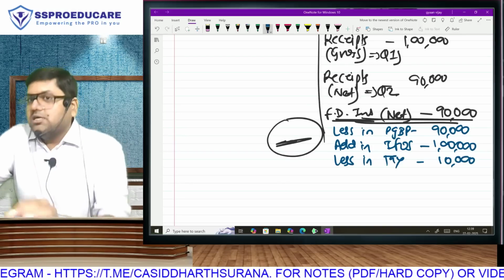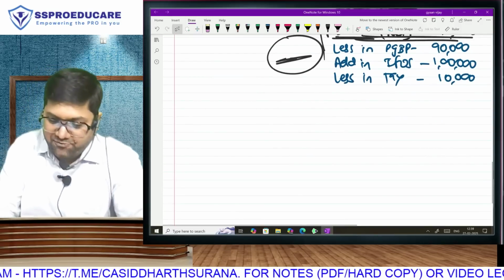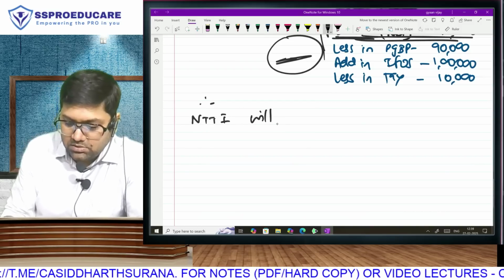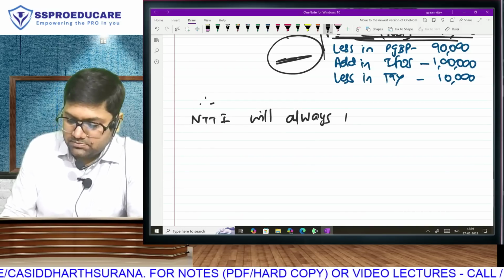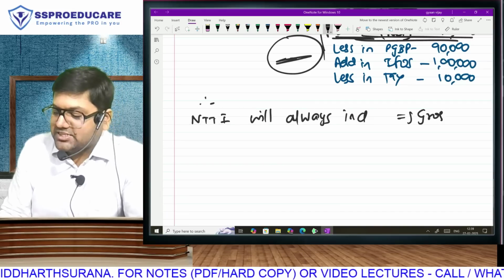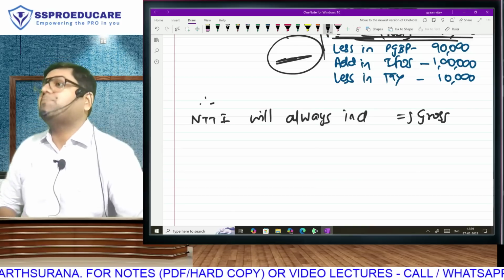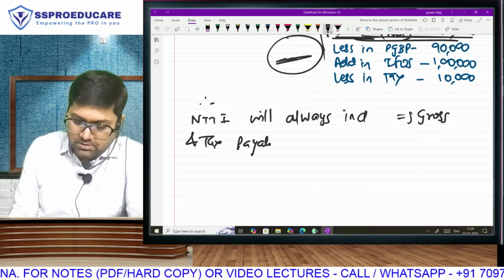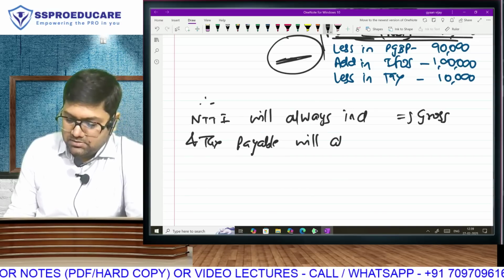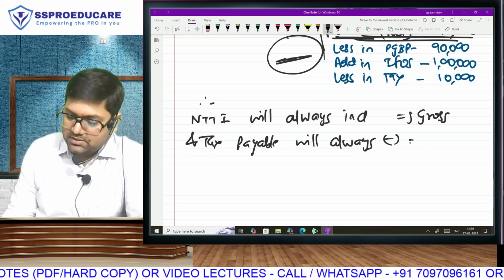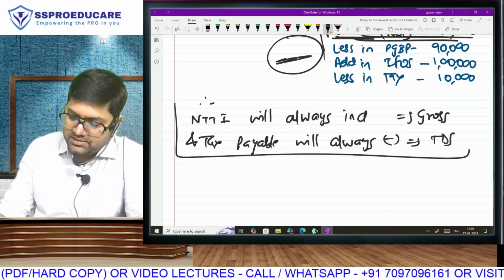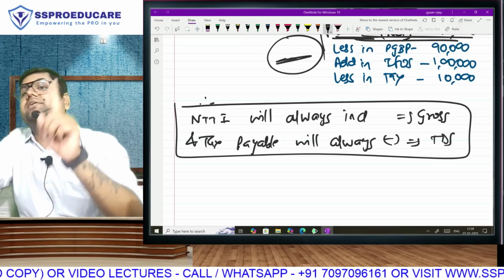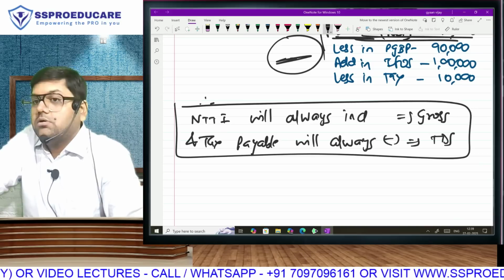So if we summarize, the common rule is NTTI will always include the gross amount. If gross is given, write it directly. If net is given, write net plus TDS. And in tax payable, we will always less the TDS amount. Is that easy? Is that understood, what you have to do in your computation of NTTI and computation of tax liability?